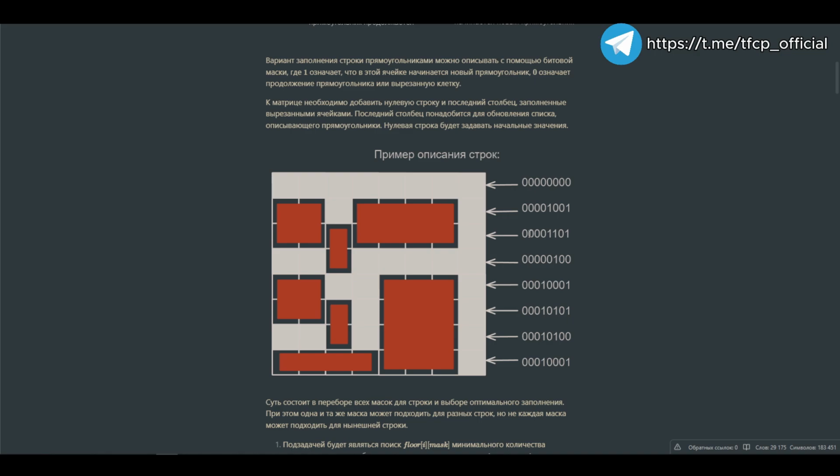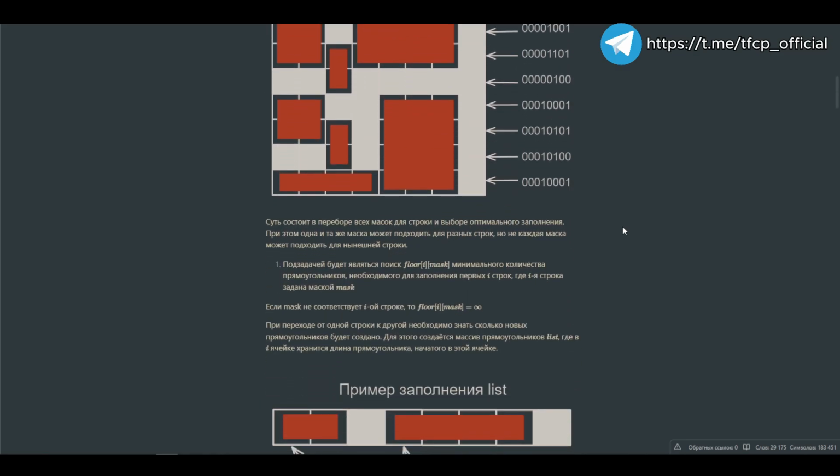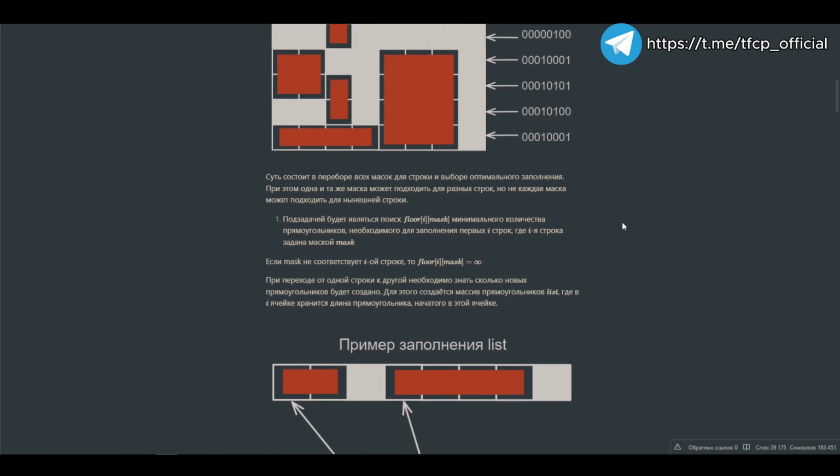In this case, we will not need to store the value of the length of this rectangle because we will simply manage until the next start or until a punched cell appears. Thus, the essence of the solution will be in iterating through all masks for the row and selecting the optimal value.